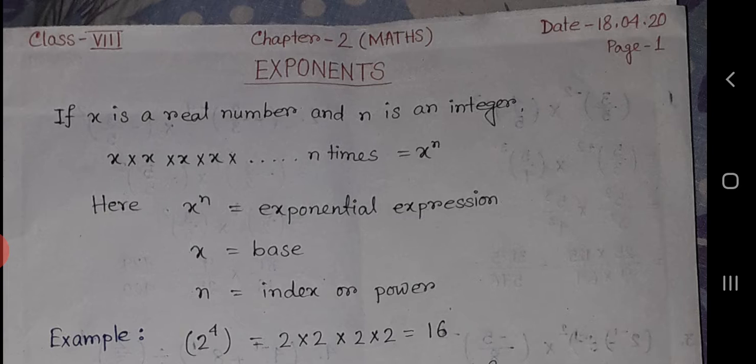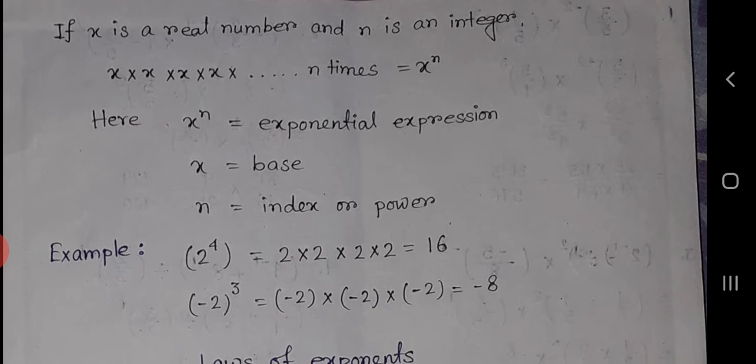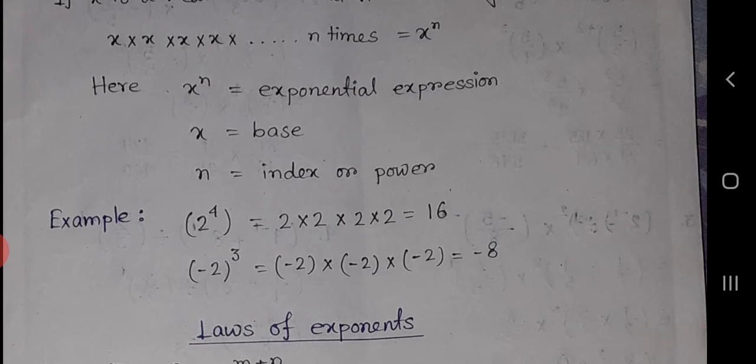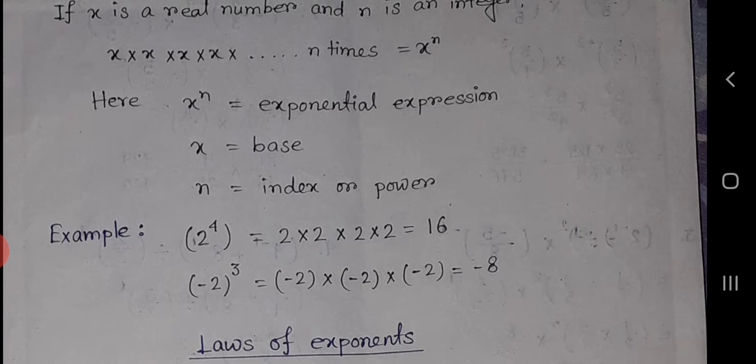Here x to the power n is the exponential expression or function, x is the base and n is called the power or index. For example, 2 to the power 4 equals 2 into 2 into 2 into 2. That means here x is 2 and n is 4. We shall multiply 2 with itself 4 times as the power is 4, and we'll get the result 16.